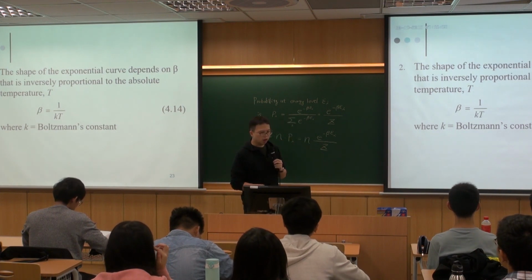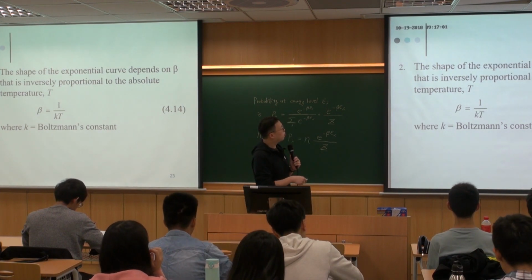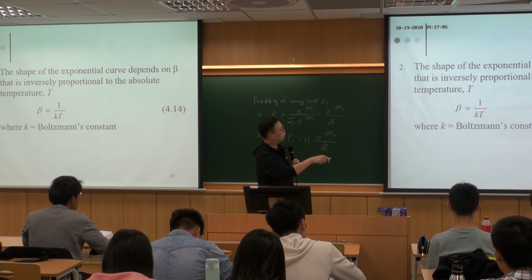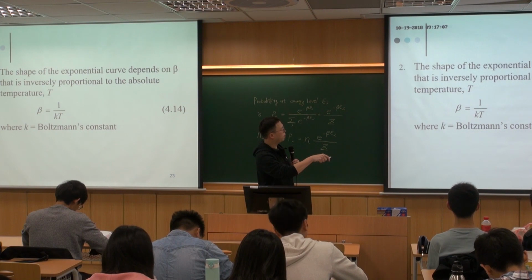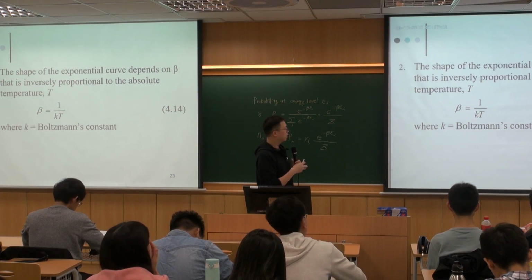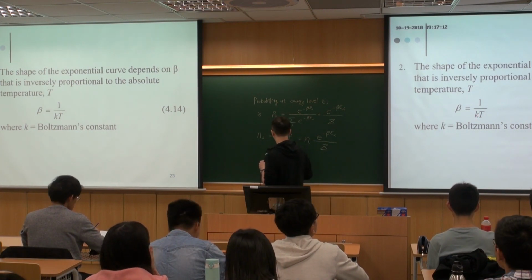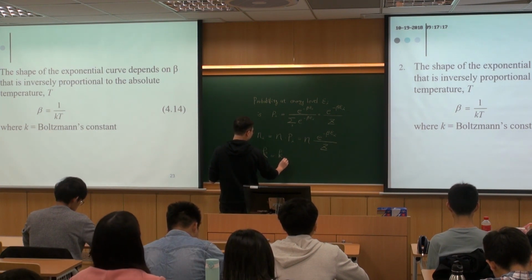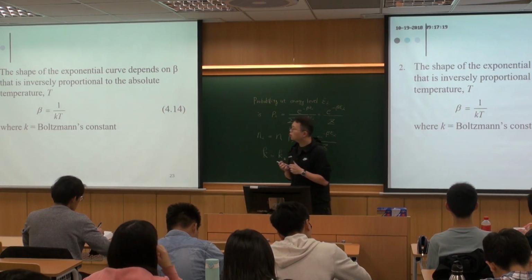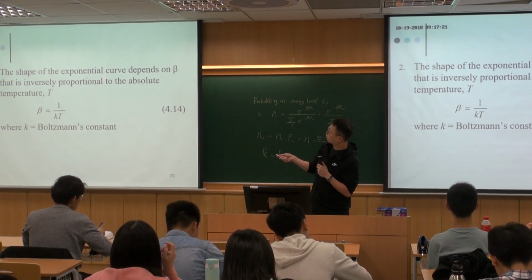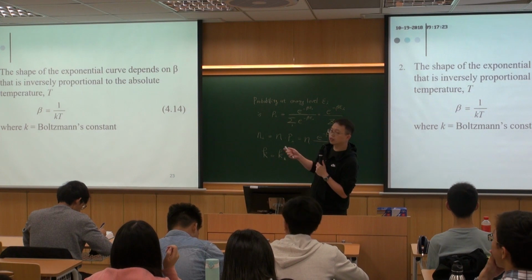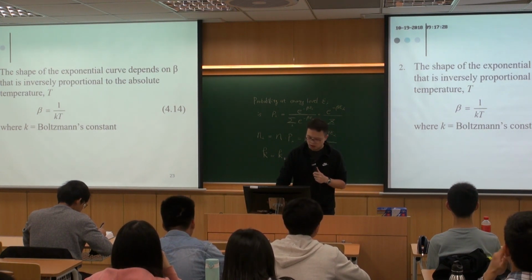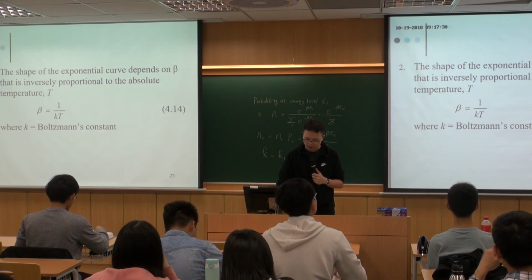Okay? And eventually, people figured out that this beta should be 1 over kBT. K, or kB, is Boltzmann's constant. Sometimes you'll see people writing k or kB; these are the same. And therefore, the shape of the exponential curve depends on this 1 over kBT. Okay, so I think we stopped over here last time.